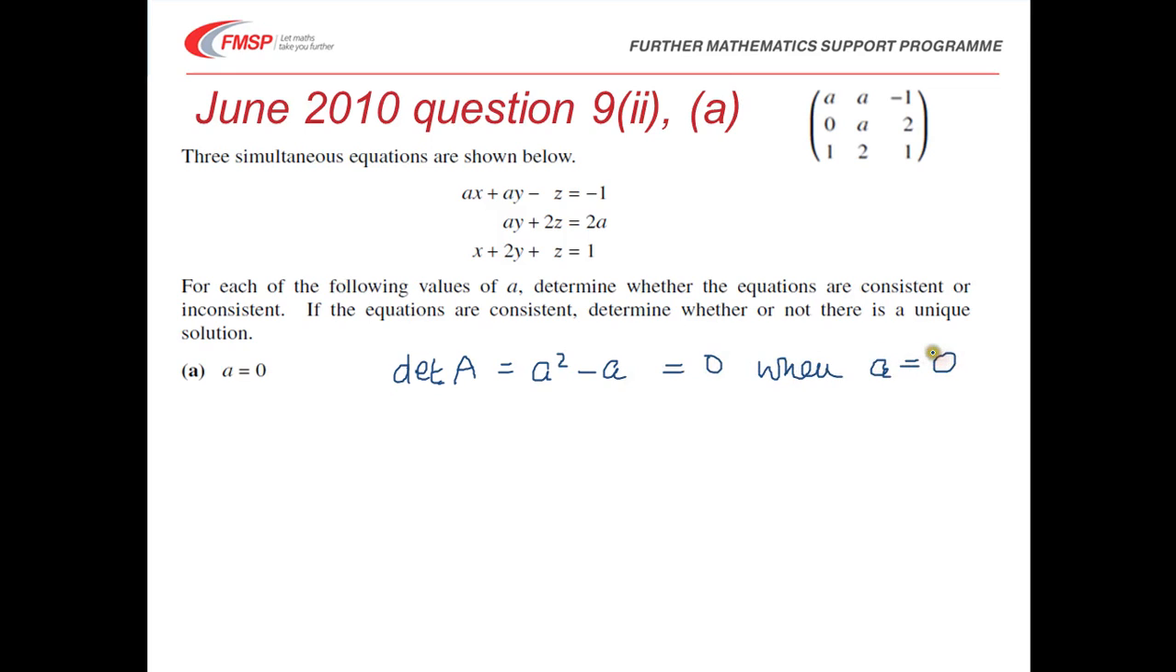Now if the determinant is equal to 0, then we can't use matrix methods. There isn't going to be a unique solution, so we can't use the inverse of the matrix. It won't exist if the determinant is equal to 0.